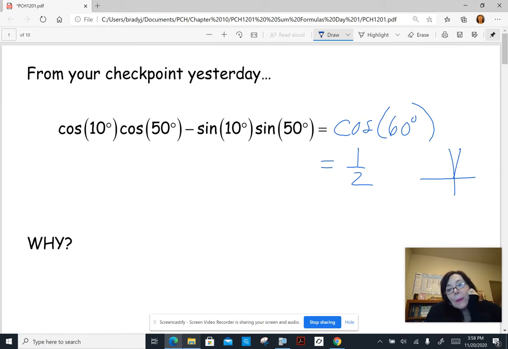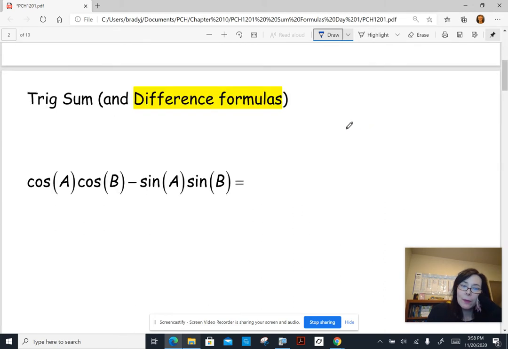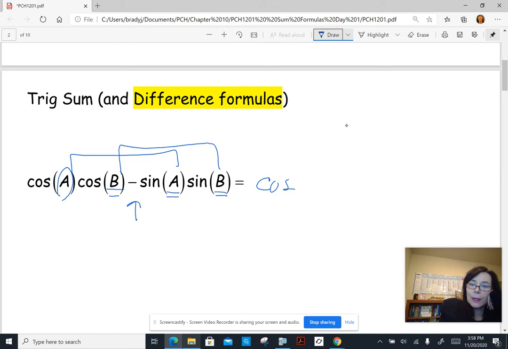And the reason why is because there are these things called angle sum and difference formulas. So if you have a certain pattern of adding or subtracting for special trig numbers, we can write them a different way. And so here is the formula from yesterday. So this is the cosine. If you have a cosine of an angle and then a cosine of a different angle, then minus sine of the angle, sine of the different angle. See how these guys match? That's cosine of A plus B.